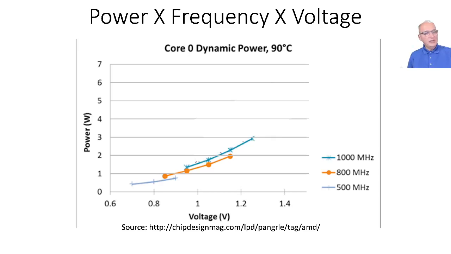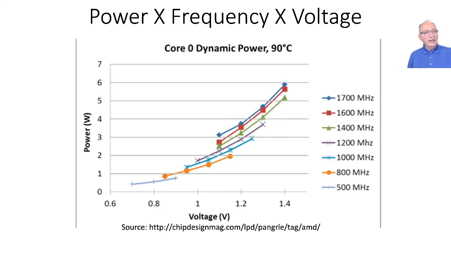And you see this trend when I get to 1 gigahertz, my voltage has to be slightly above 1. And then as I get to the higher frequencies, the operating voltage has to be higher and the power increases. So the point of this curve is to show that the frequency also affects the voltage that I can operate, and there is a relationship between frequency and power. This is a graph that I extracted from the Chip Design magazine.